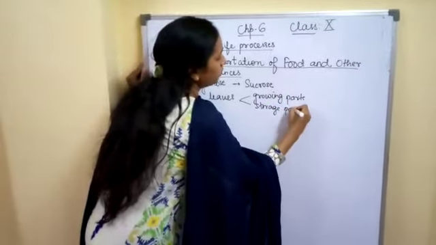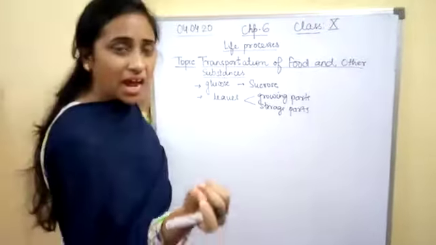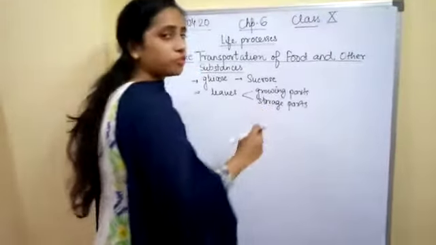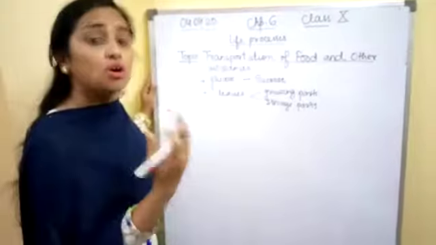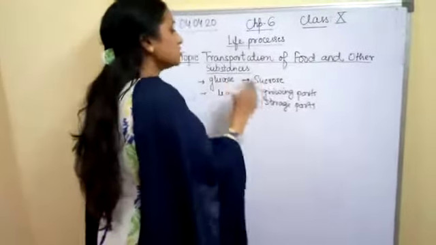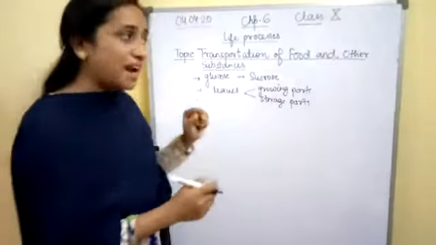What will be the growing parts? It will be the growing root and shoot tips. And what will be the storage parts? It can be your fruit, it can be your seed, or it can be your roots. So this glucose needs to move to these two parts.